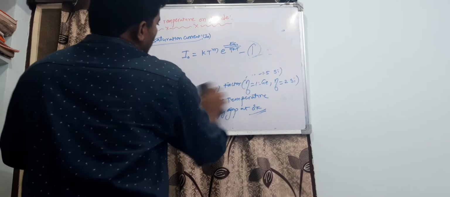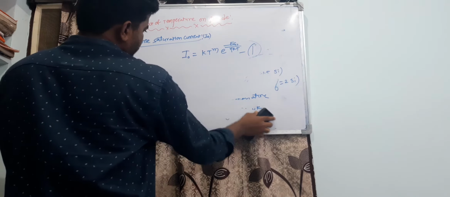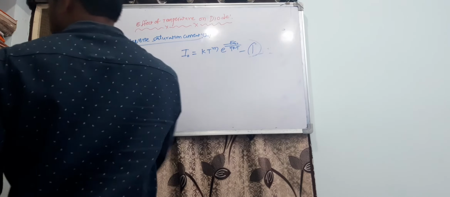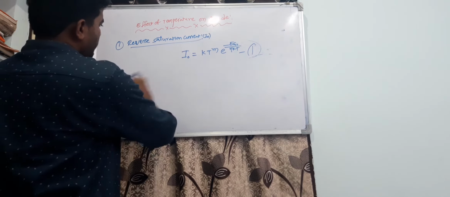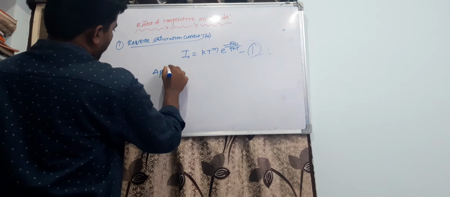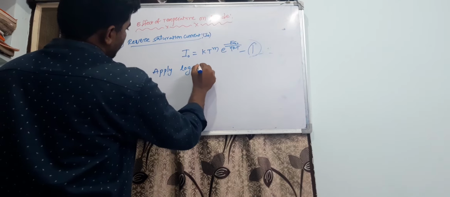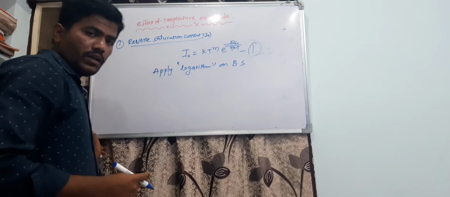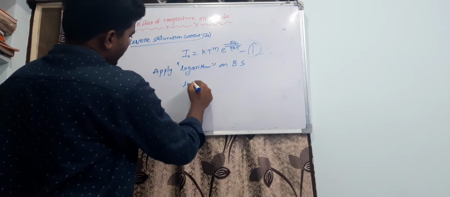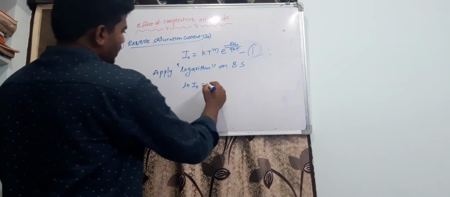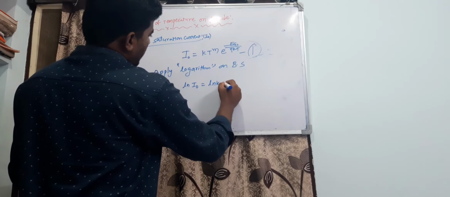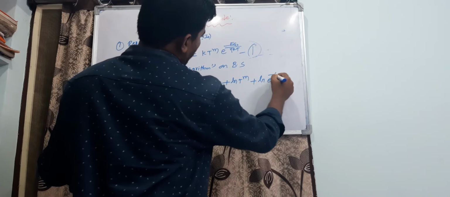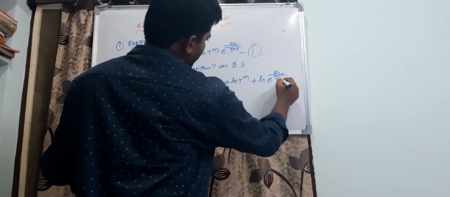So to derive how much temperature affects this diode, we have to apply some modifications here. This is equation number 1. First step is to apply logarithm on both the sides. Natural logarithm: ln I0 is equal to ln k plus ln e power m plus ln e power minus Eg0 divided by zeta kt.